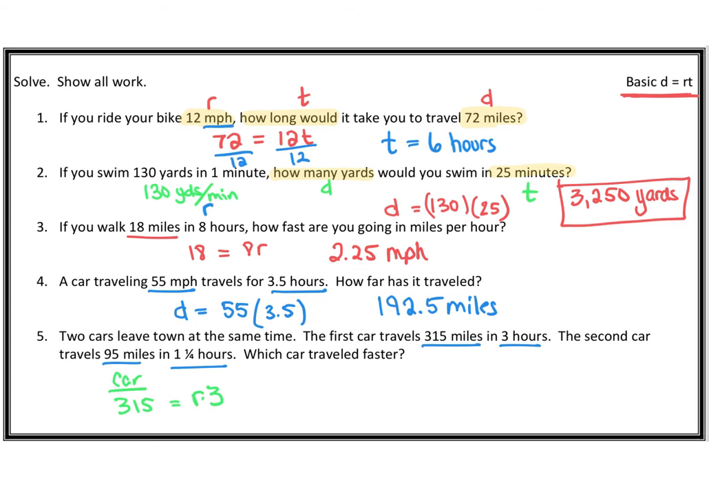So distance equals rate times time. So you should have divided by 3 there, and you would have gotten 105 miles per hour. That is really fast, right? For the second car, they drove, distance is 95. The time is 1.25 or 1 1/4, however you do it, times your rate. Again, you would have divided and you would have gotten 76 miles per hour. Which car is going faster? Well, the first car.